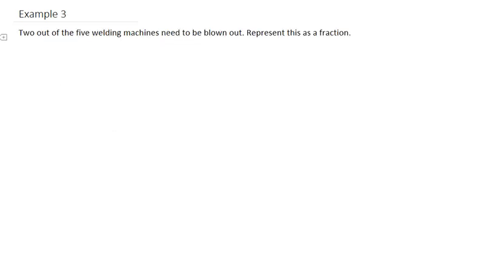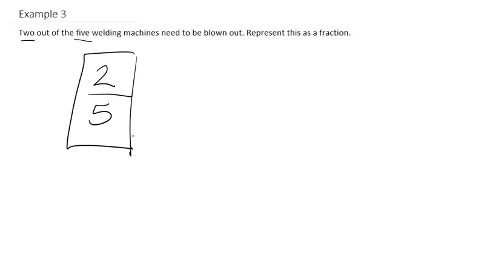Example 3. 2 out of the 5 welding machines need to be blown out. Represent this as a fraction. So 2 out of the 5. So if we were to represent this as a fraction, we look at the numbers, the part over the whole, and we have 2 over 5.